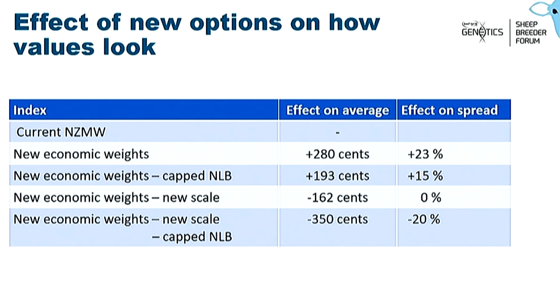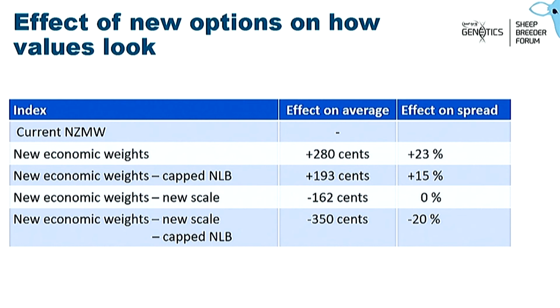But if we put in this capped NLB, all those really, really prolific rams don't get as much credit. That pulls the spread back and pulls the average down a wee bit. So we'd increase the index values by a couple of hundred cents and the spread would increase by 15%.